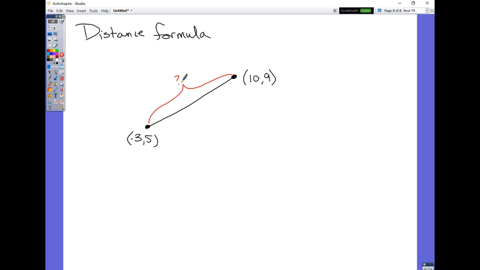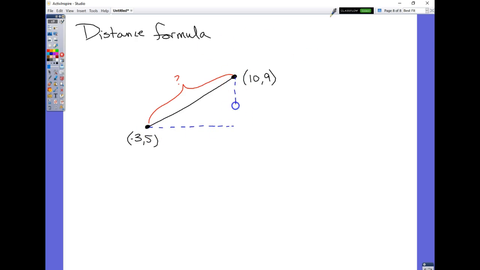Now, to most students, they go, well, that's not too bad. Let's just add how far this is. This is 13 plus 4. That distance is 17, right? And the answer is going to be no. That's a terrible idea. Don't do that. Don't have terrible ideas.